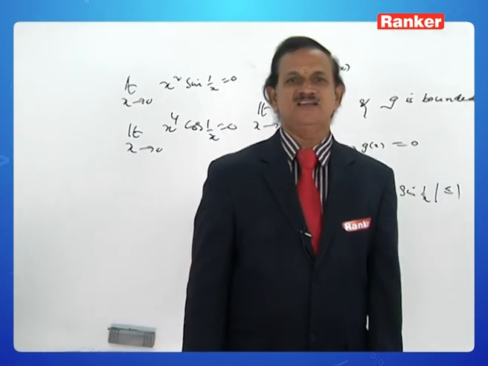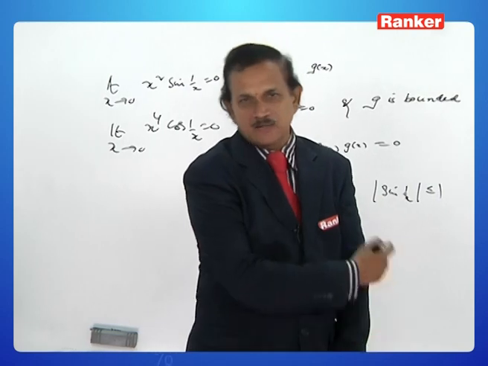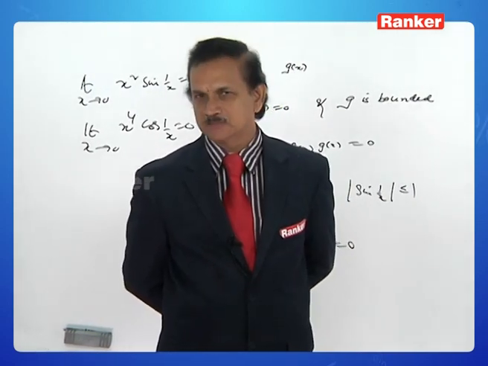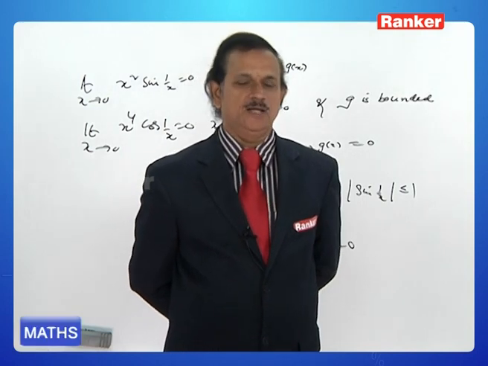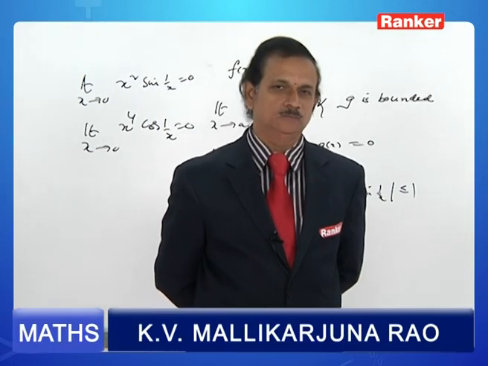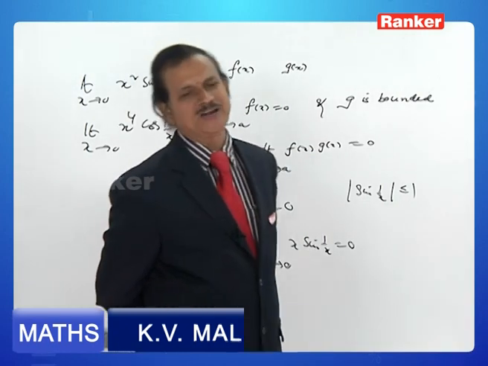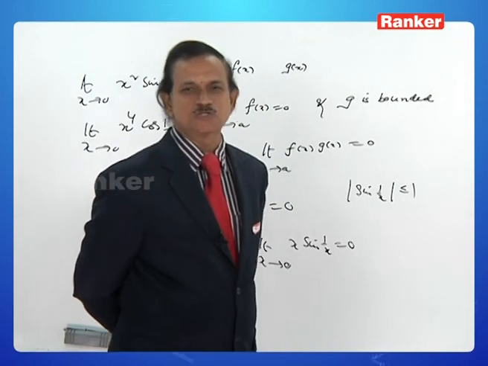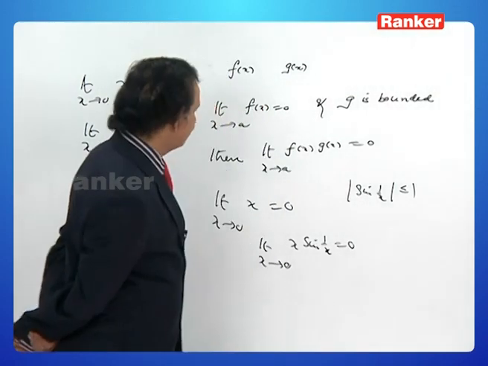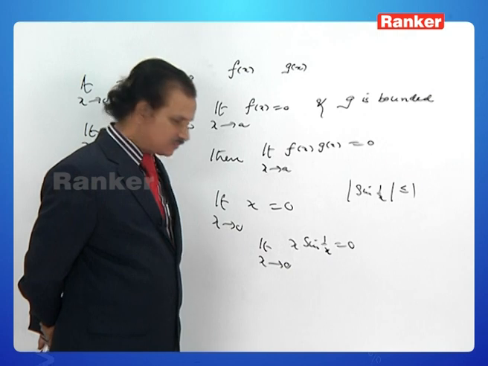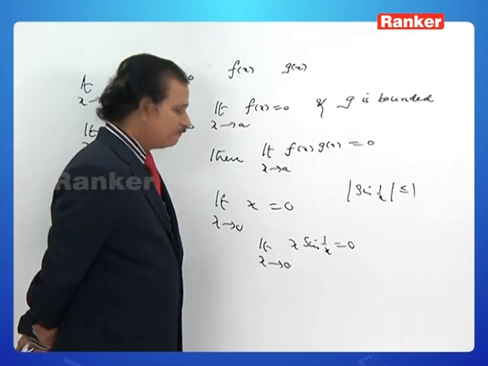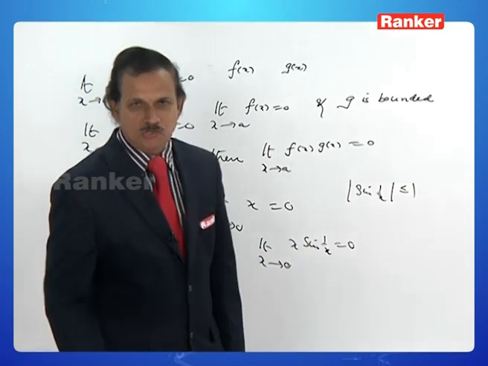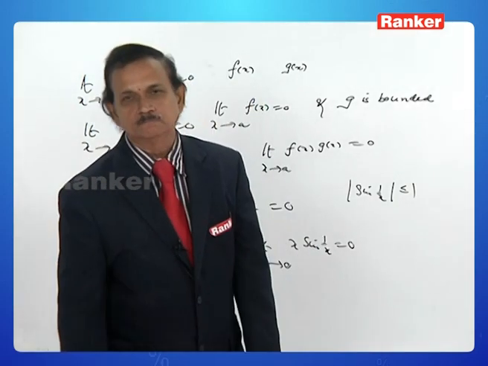So, the main concept in use in dealing with this problem is: if there are two functions f of x and g of x, such that limit of f of x as x tends to a is 0 and g of x is bounded, then the product f of x into g of x also tends to 0 as x tends to a. A beautiful concept. Like this, we can explain the validity of the result that limit as x tends to 0 of x sine 1 by x is 0.